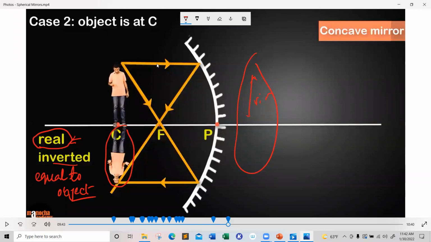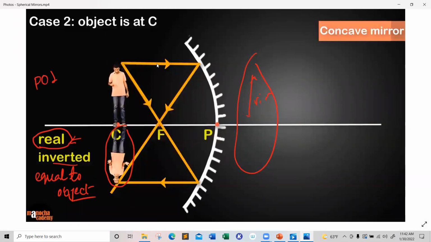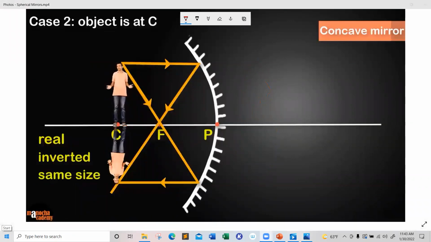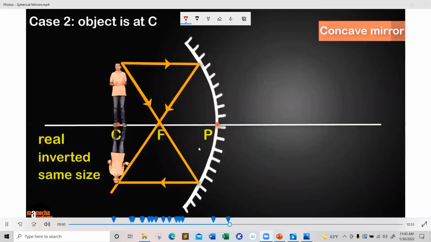If they ask for the position of the image, where is it? At center of curvature only, at COC, right? Object is at COC and image is also at COC, right? Okay, inverted. It's the same size as the object, so the same height as me, and its position is at the center of curvature.